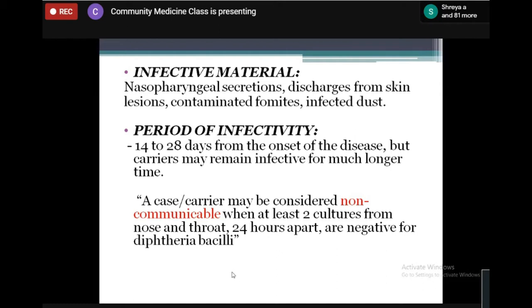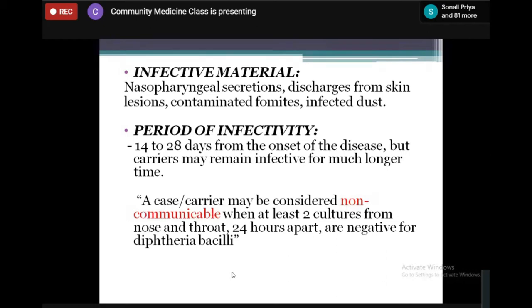And through infected dust: immediately after sneezing, or if you spit out the sputum, the bacteria may survive in the environment or in the dust for a certain time period. So if you inhale that dust, then you can get infected. So those are the infective materials. Just like in COVID-19, similarly here in diphtheria also, nasopharyngeal secretions and all.